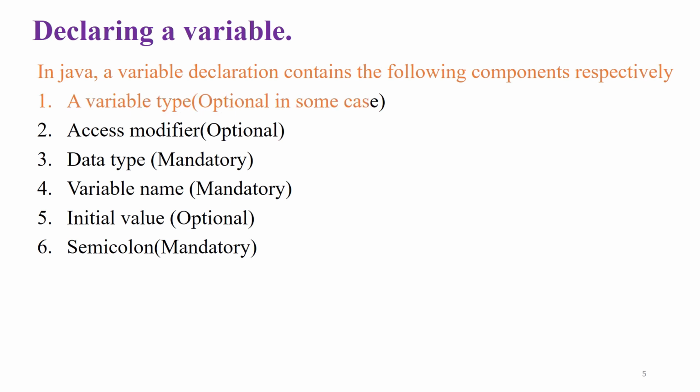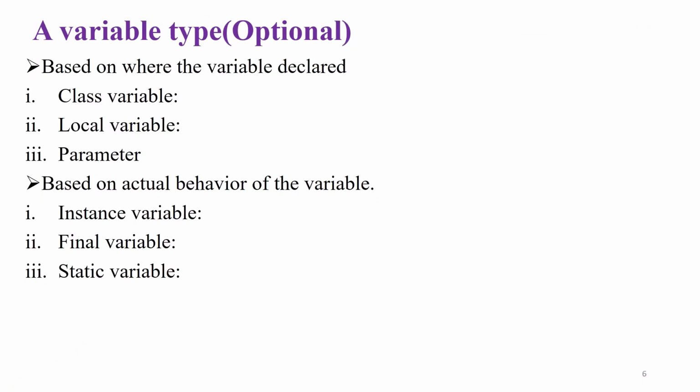1. A variable type, which is optional. 2. Access modifier, it is also optional. 3. Data type, it is mandatory. 4. Variable name, which is also mandatory. 5. Initial value, which is optional with some exception. 6. The semicolon. Now let's see each of them one by one briefly.